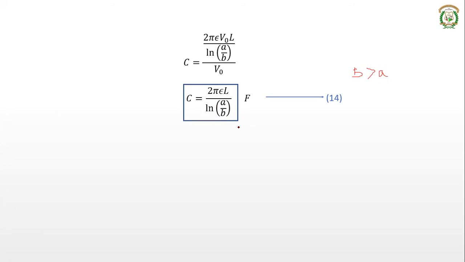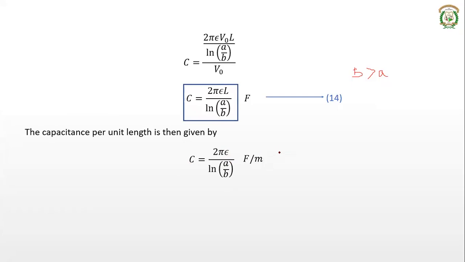Sometimes they might ask you to find the capacitance per unit length. Divide this by L to get the capacitance per unit length. The unit for that is farads per meter. If you divide this by L, you will get 2 pi epsilon divided by ln of B by A. L gets eliminated because it is per length. So it is 2 pi epsilon divided by ln of B by A, and the unit is farads per meter. This is the capacitance of a cylindrical capacitor or coaxial cable capacitor.